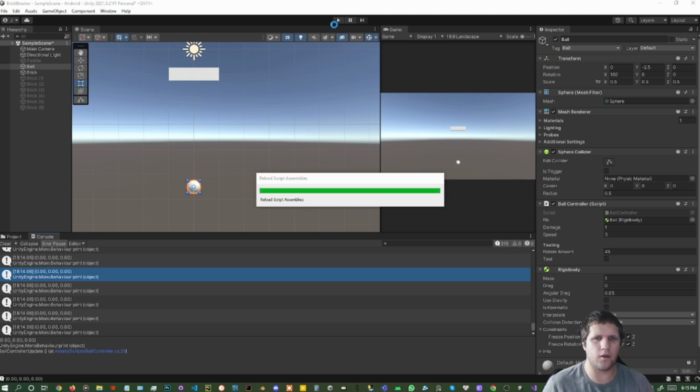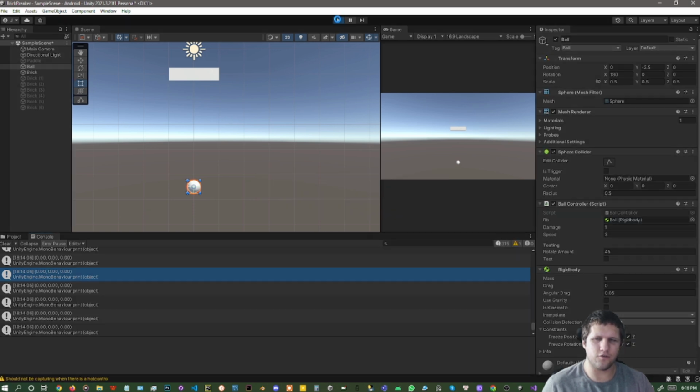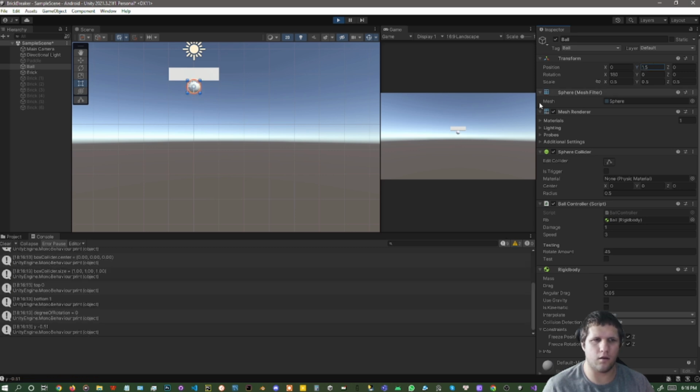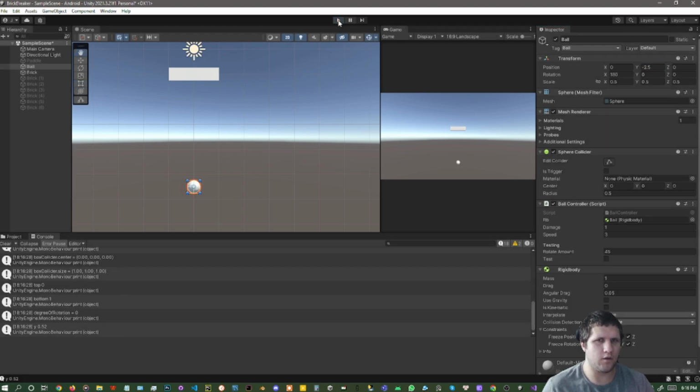Okay, let's get a few values for ourselves. Play it. Move the y up. Y is negative 0.51. Okay, set it at 3 and move it down. Y is 0.52. Yes.